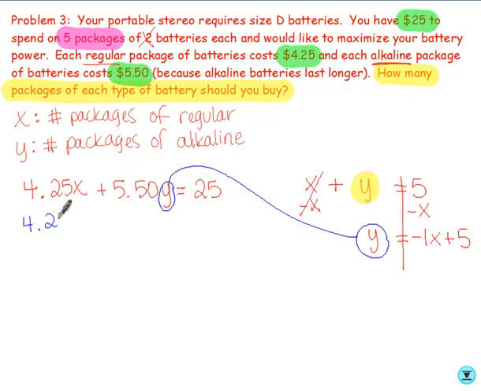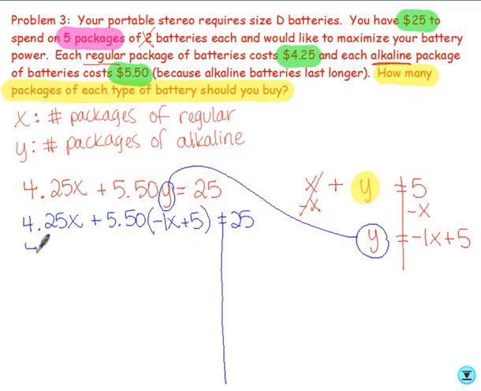4.25 stays the same with the X, plus 5.50 doesn't change, but Y does change. I need parentheses. Instead of Y, I put negative 1X plus 5. Close parentheses, and I keep the equals 25. Okay, so next step of the solving, put your line up the middle. We are ready to distribute. I'm going to keep 4.25x, 5.50 times negative 1x is negative 5.50x.